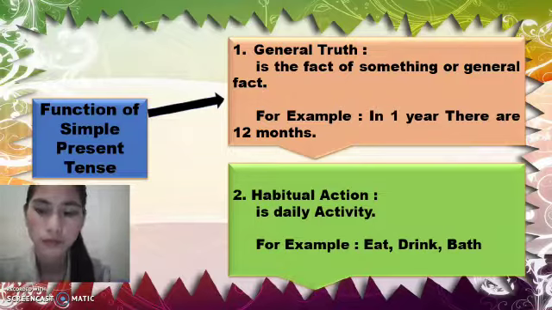And then the next is habitual action. As we know, habitual action is daily activity. For example, daily activity is like eat, drink, and bed. For example, in sentence, I eat every day. I usually drink milk for breakfast. There is example of daily activity.